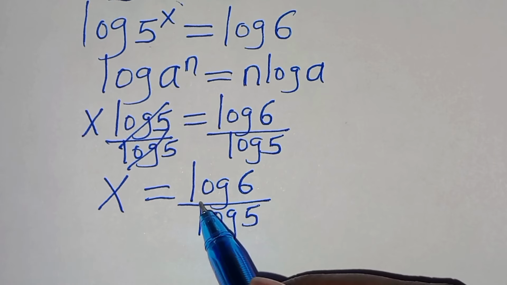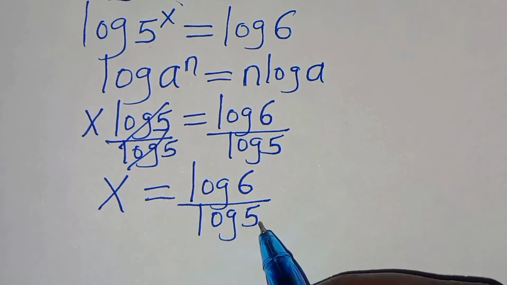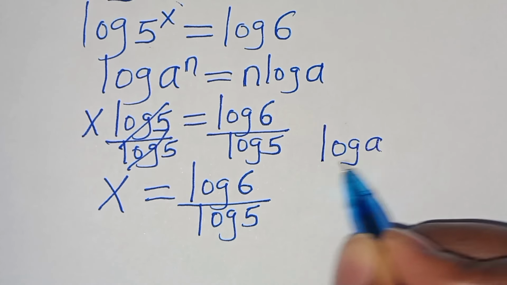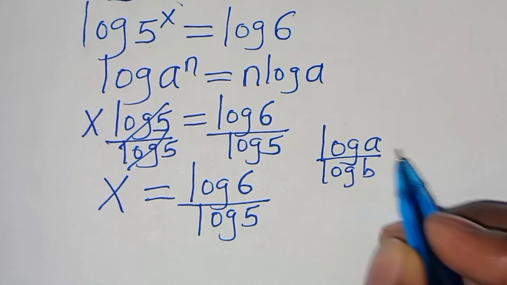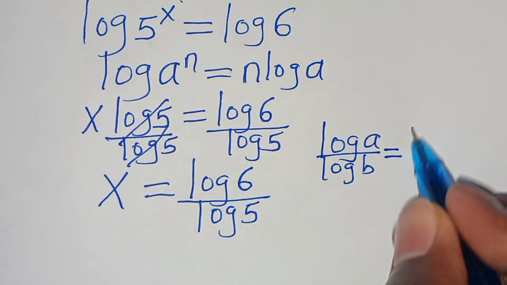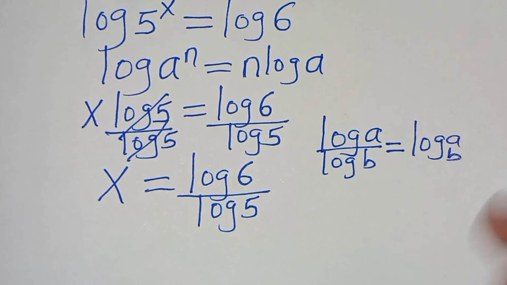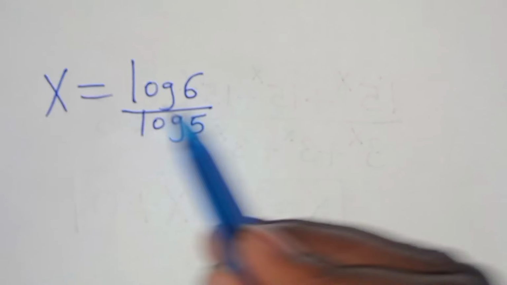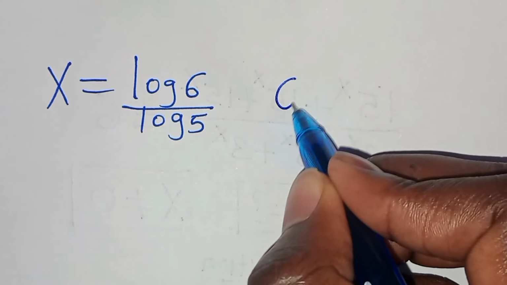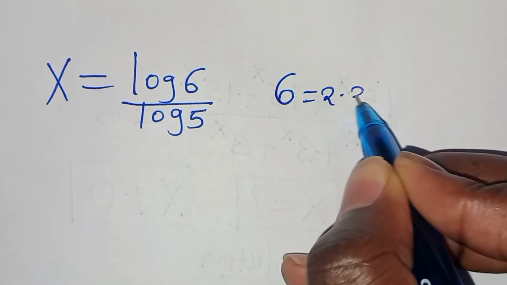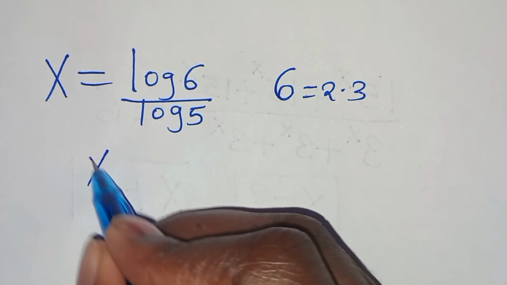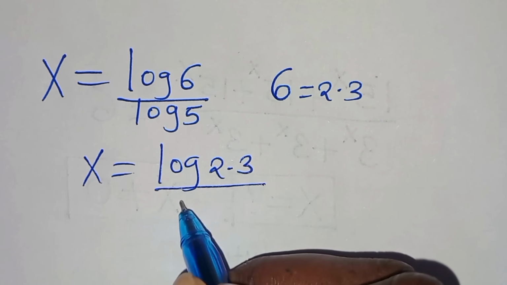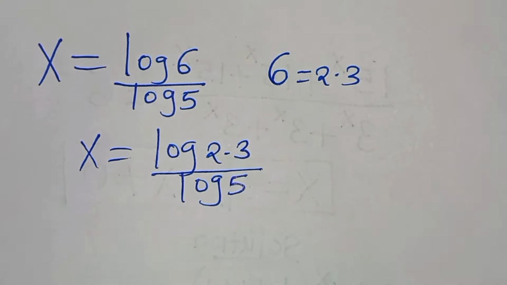Now, you find that log 6 over log 5, this is in the form of log a divided by log b, and this can be expressed as log a to base b. Now we have x is equal to log 6 over log 5. We can express 6 as 2 multiplied by 3, so that now we have x is equal to log 2 times 3 divided by log 5.